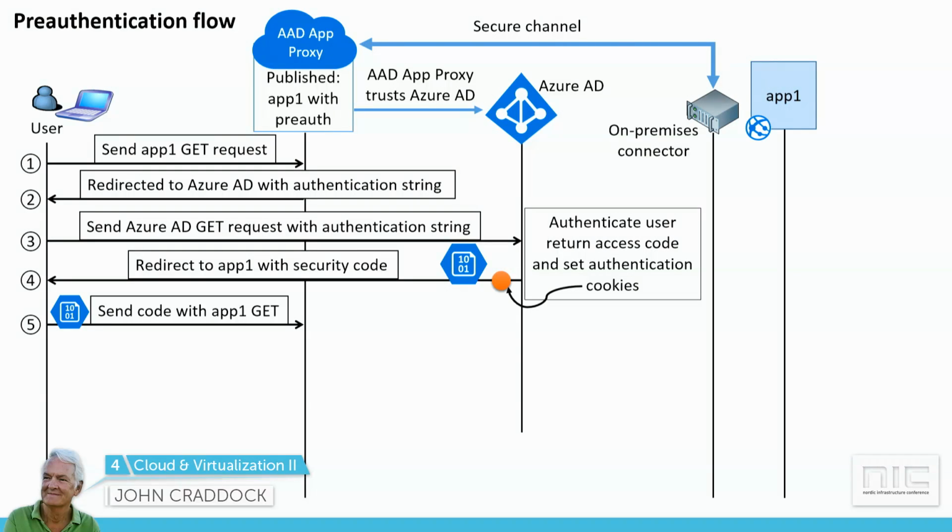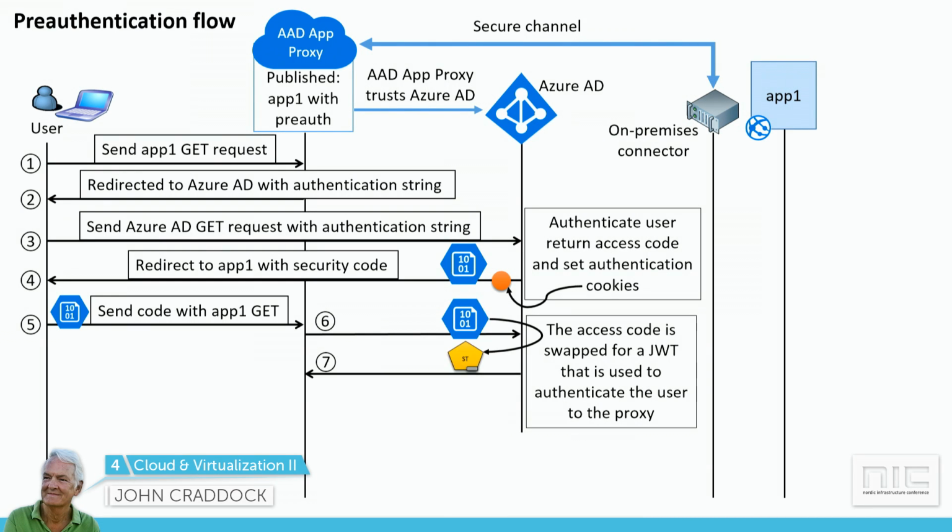But what they can do is present it back to the proxy, and what the proxy will do is present that code back to Azure AD and say, hey, I'm the proxy. Azure AD will say, prove it. So the proxy will authenticate itself to Azure AD, and it says, okay, you've got a code, I know who you are, I'll translate the code into an access token. So we've now got an access token for the user.